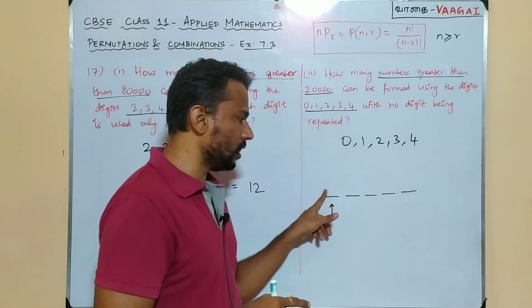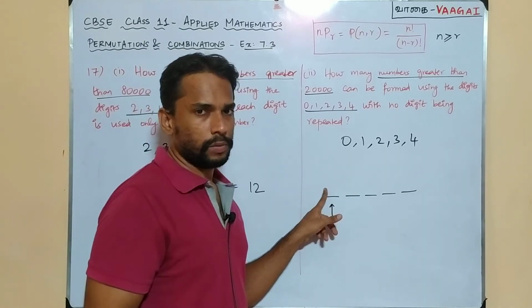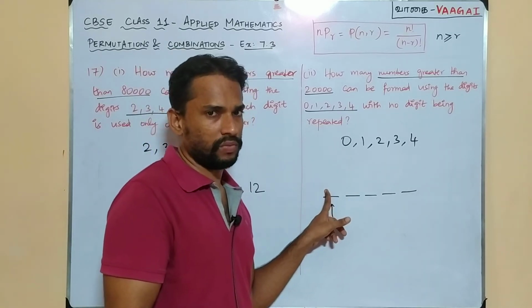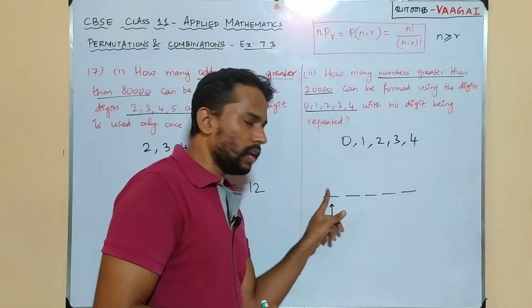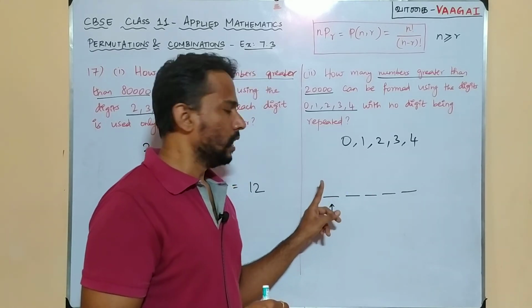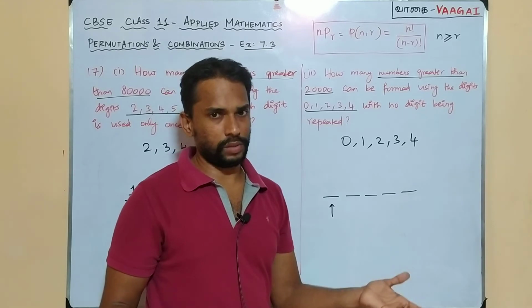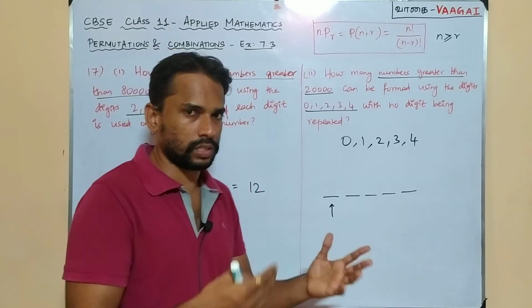Can we have a 0 here? Obviously 0 cannot come here because it won't make our number a 5-digit number. Can you have 1 here? If you have 1 here, what happens? This number will become 10,000 and something. Yes, 10,000 plus.